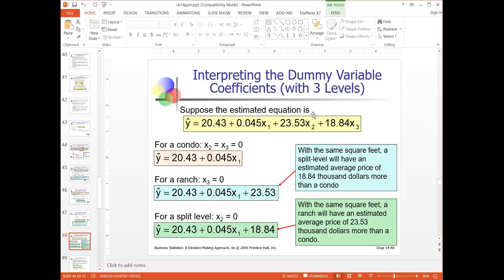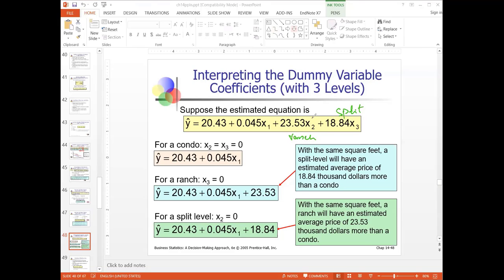So suppose we have the estimated equation y is equal to 20.43, its intercept, plus 0.045 x1. So house size has a positive effect on house price. x2 is the ranch style. Let me write it here so that we can remember. So it is ranch and it is split. So both have a positive effect.